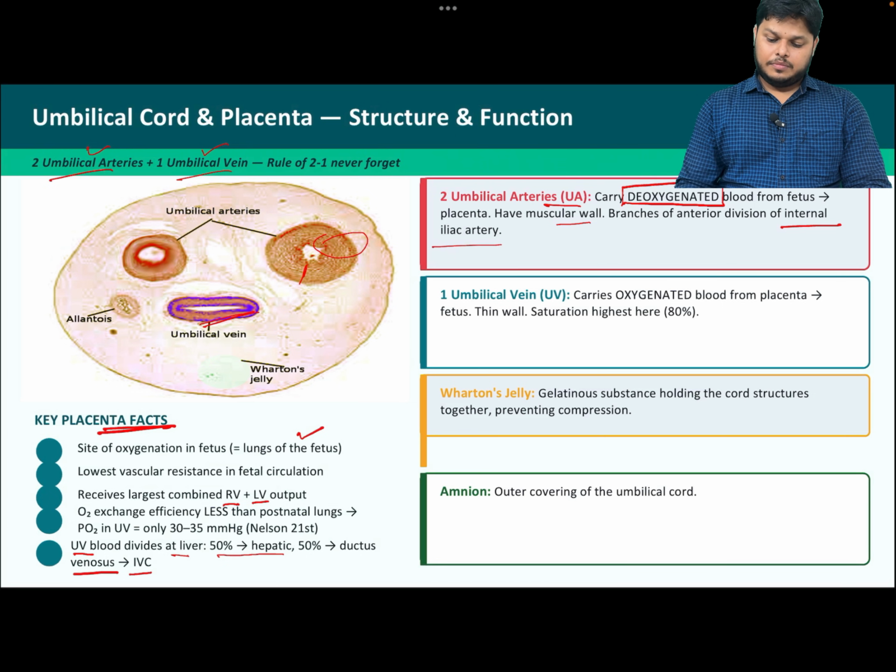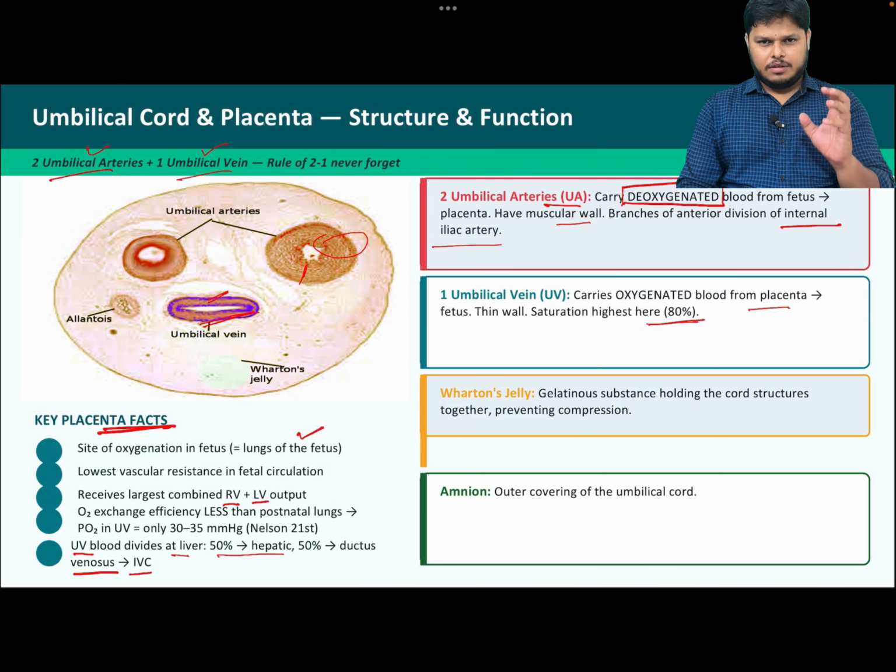Okay, they will trick you here. Oxygenated blood from the placenta to the fetus, and it is a thin wall. You can see the thin wall. Saturation is highest at the umbilical vein. There is a sequence of saturation. As we go on reading, you can understand.